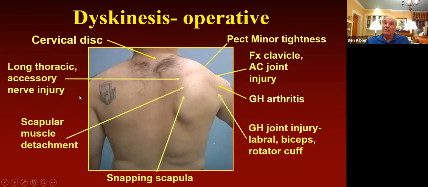There are operative cases. We orthopedic surgeons, we like operative stuff. You can have the pectoralis minor tightness; sometimes it needs to be released. Any of your fractures of the clavicle that cause a loss of the normal scapulohumeral rhythm, and I will show you an example of that. Any type of AC, any kind of joint injury, labral, rotator cuff, arthritis, I'll show you a case of that. And then snapping scapula, post-traumatic scapular muscle detachment, and then the neurological problems of the cervical discs or long thoracic nerves.